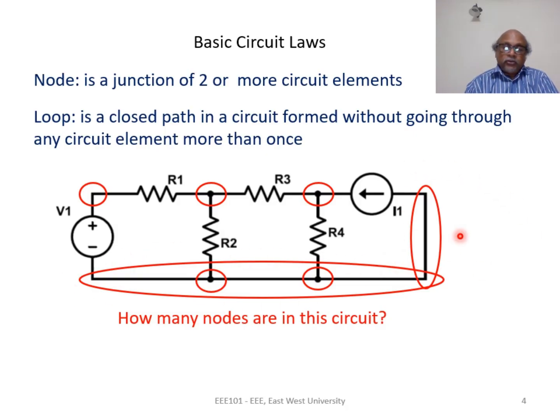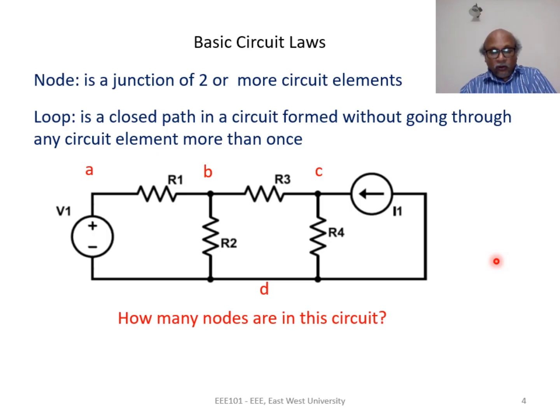So how many nodes do we have in this circuit? 4. 1, 2, 3, and the bottom part is one single node. We will give each node a name: A, B, C and D. So this circuit contains 4 different nodes which we have named A, B, C and D.